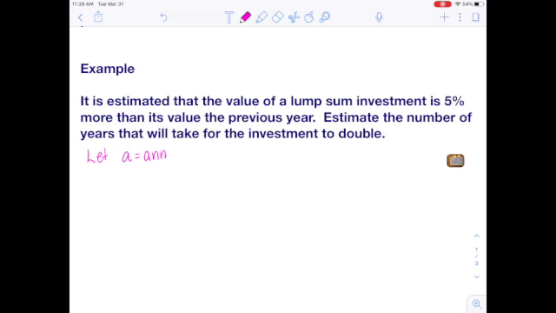So let's define everything we need. Let A be a variable that stands for the annual lump sum. So if you wanted to double your lump sum, that would be 2A. So 2A would be double.